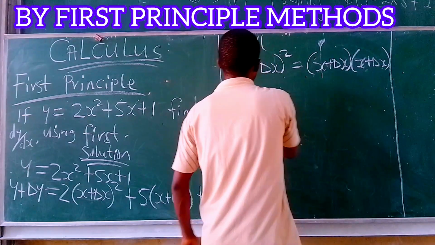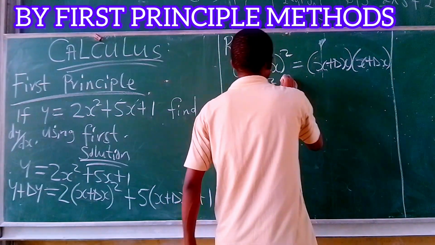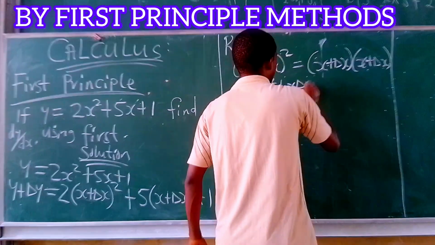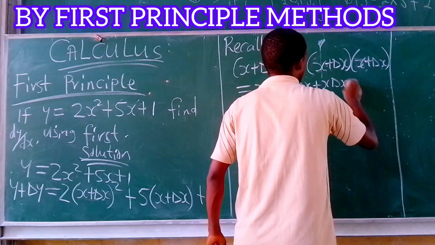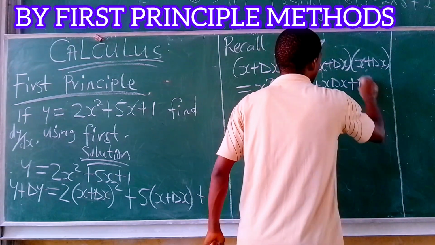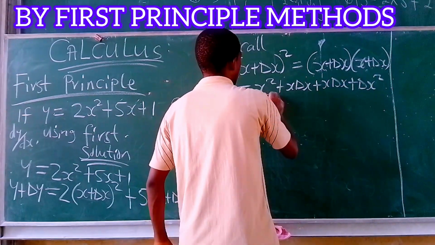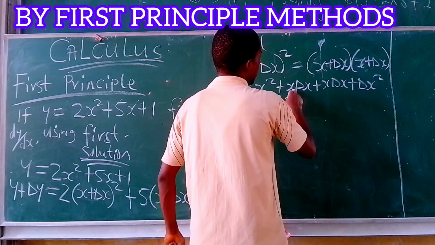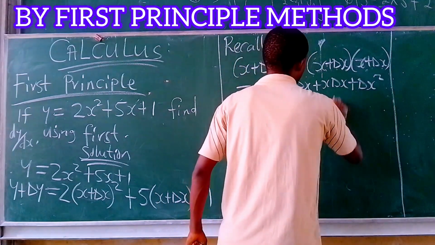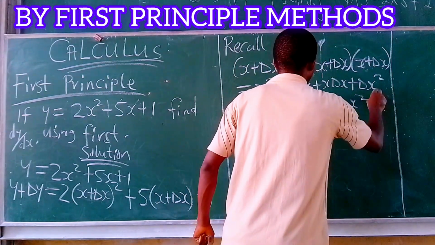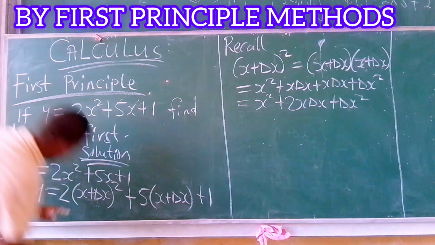Now this multiplied by this, we're going to have x squared. This multiplied by this, we're going to have x δx. This multiplied by this is going to have x δx. This multiplied by this is going to have δx squared, right? So this is going to be x squared plus x δx plus x δx, which gives us 2x δx plus δx squared. So we already expanded this guy.